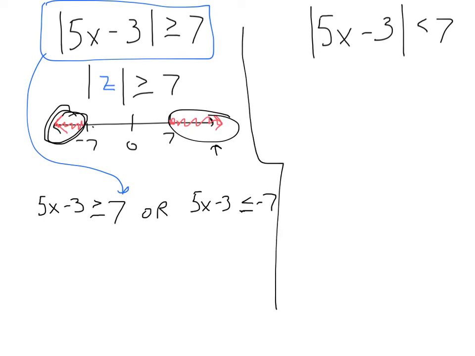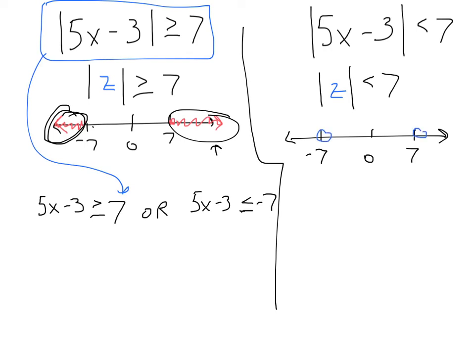Let's look at the other case. Pull out our z again. Let's see where the absolute value of z is less than 7. On our number line, it's going to look very similar, except instead of going further away from 0, we want the distance to be less than 7. Well, that's not going to occur at 7 because at 7 it's equal to, it's not less than it.